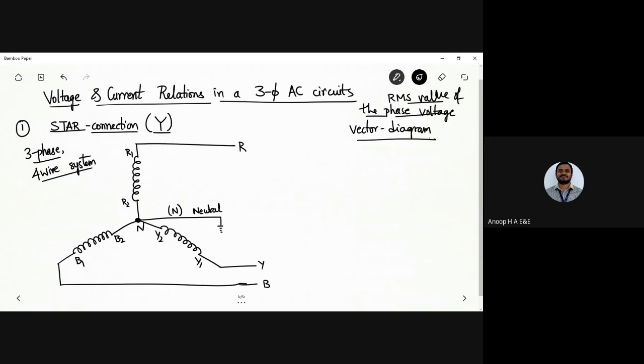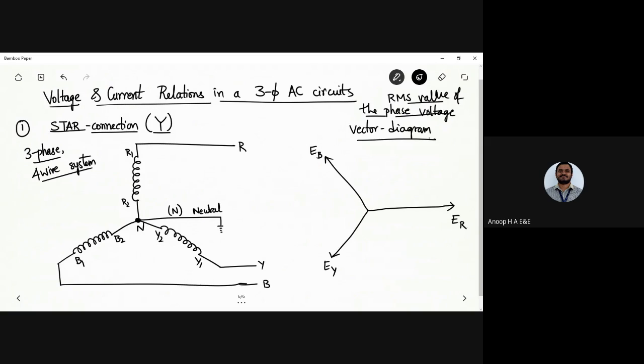So whatever we are reading here is RMS values. The vector diagram is drawn with respect to the RMS value of the phase voltage. This one I can call ER or VR. Next we have EY, next we have EB.